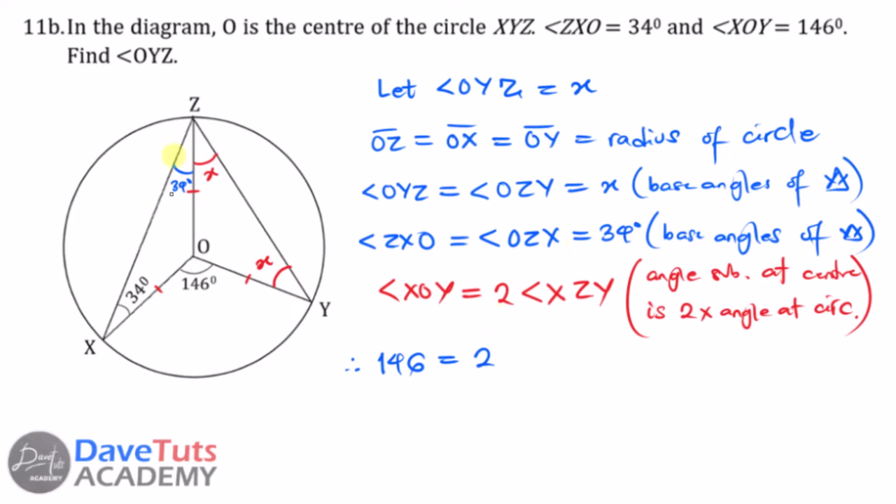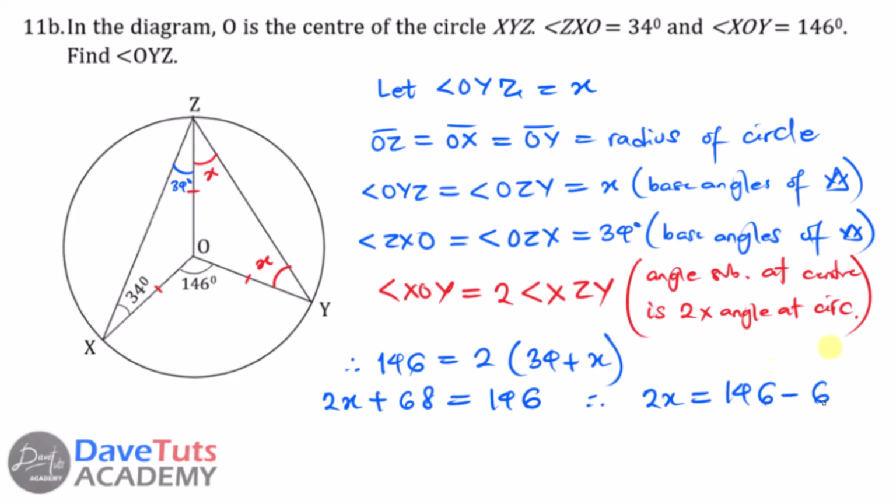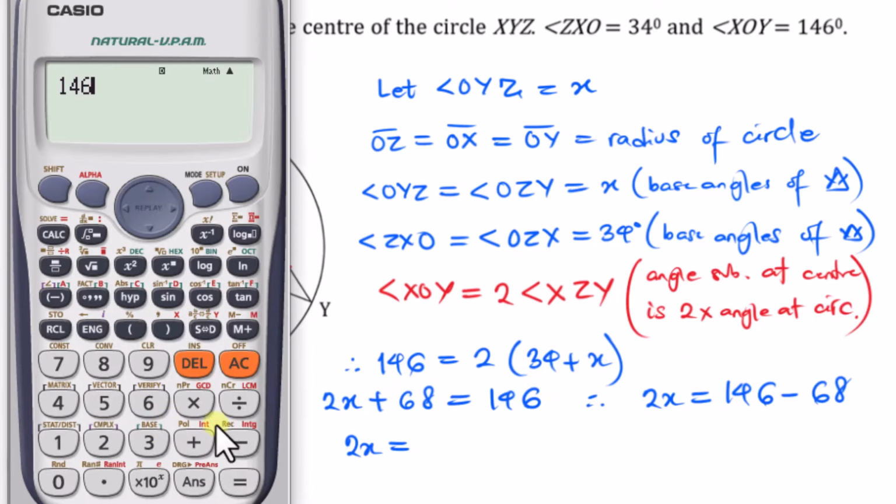And what is angle XZY? You can see that it's a combination of this 34 and x. So I can say that is equal to 34 plus x. So if I open up this bracket, I'm going to have 2x plus 2 times 34, which is 68, is equal to 146. Therefore, 2x will be 146 minus 68. So in that case, I have 2x to be 146 minus 68. That's 78.